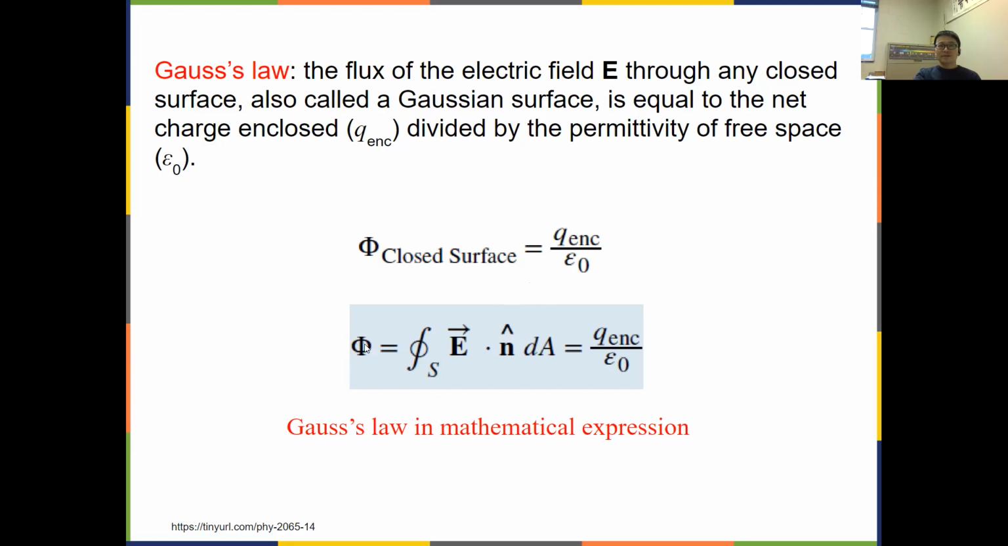Gauss's law says the flux of the electric field through any closed surface is equal to the net charge enclosed divided by the permittivity of free space, epsilon naught. That surface is called a Gaussian surface, which means it encloses some charge. The mathematical expression of Gauss's law: flux equals the integral over the closed surface of E dot n dA, equal to Q enclosed divided by epsilon naught.